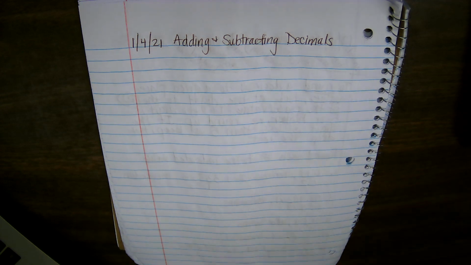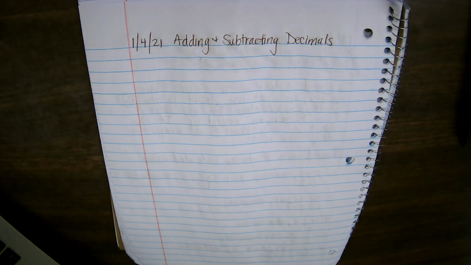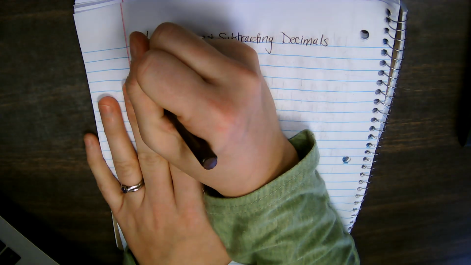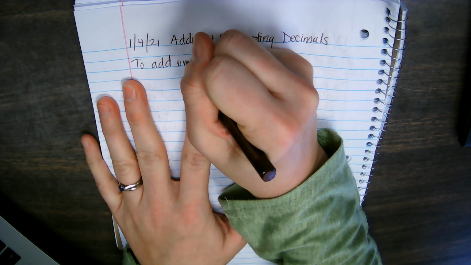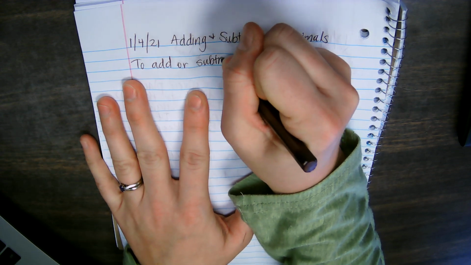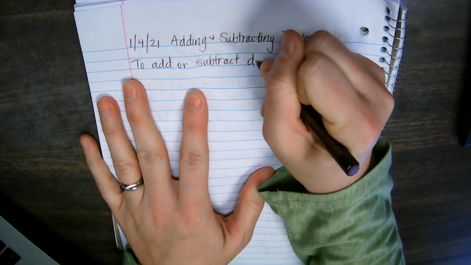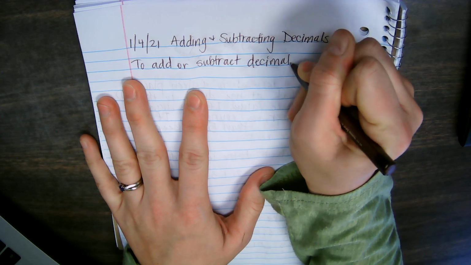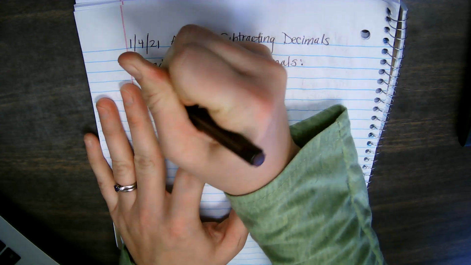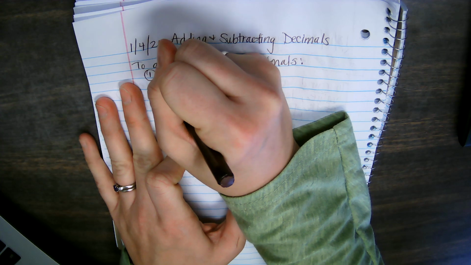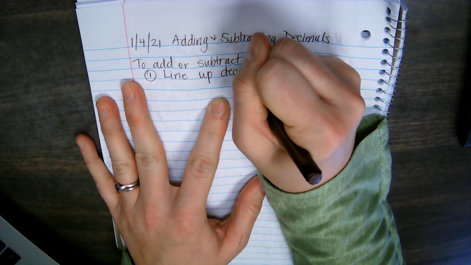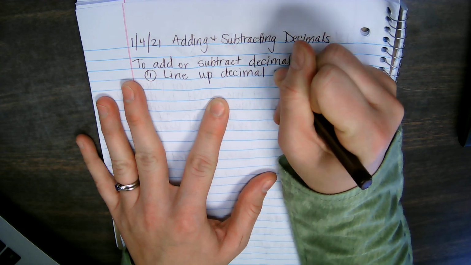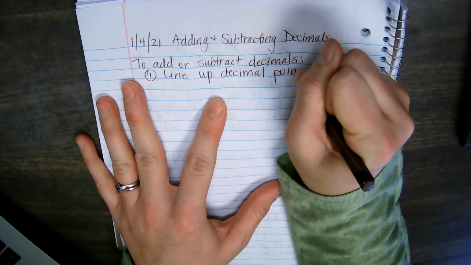Today we're going to be adding and subtracting decimals. So, to add or subtract decimals, first thing you're going to do is line up decimal points. That helps us with our place values too, right?